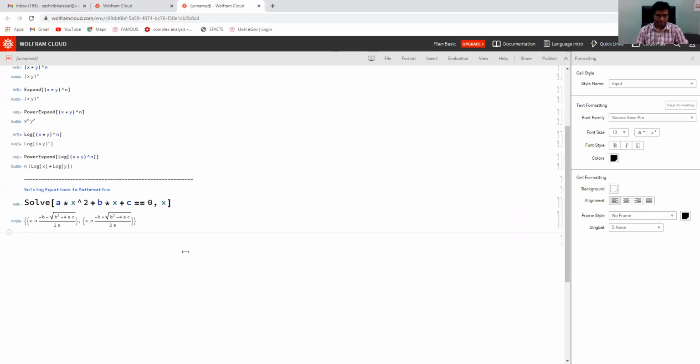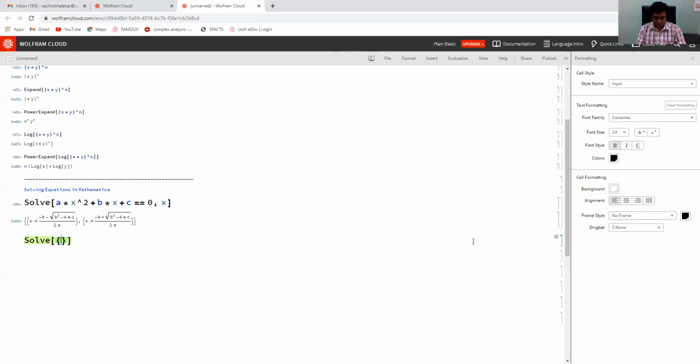Let us consider solving a system of equations. Solve. Now if I am having a system of equations, then I should put that system of equations in a list, means in a brace. So the expression in braces is a list.